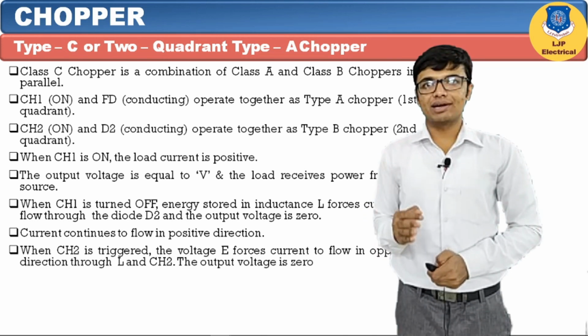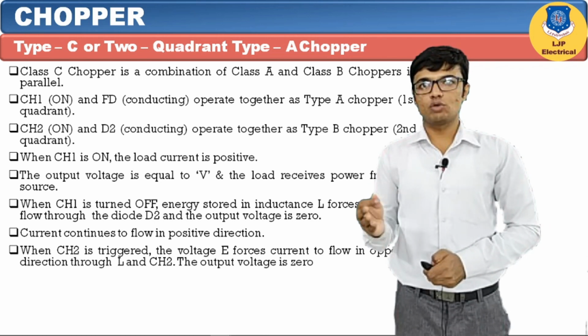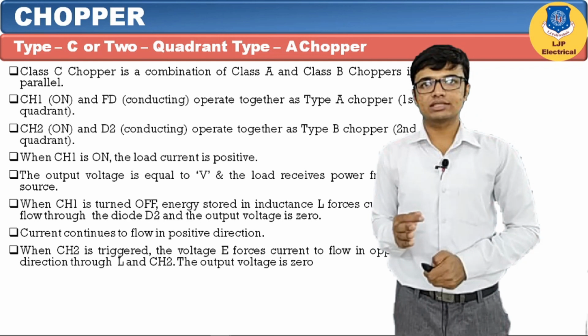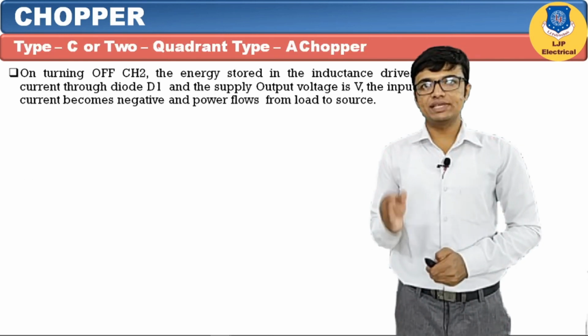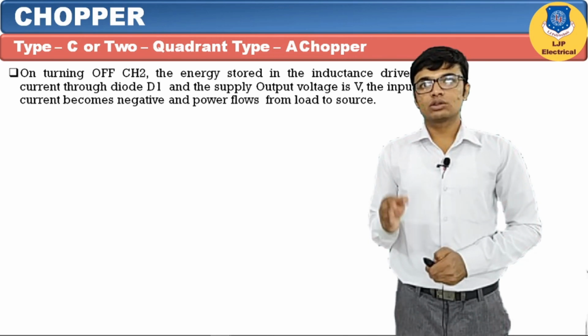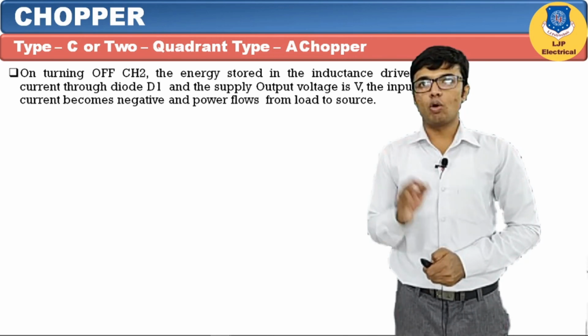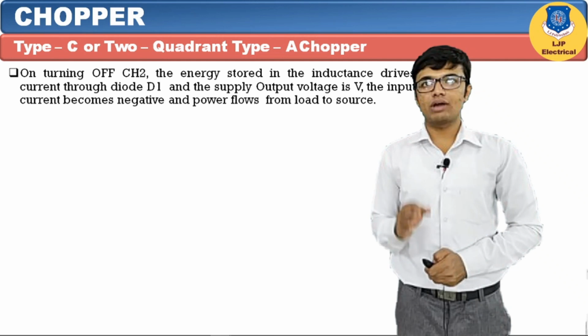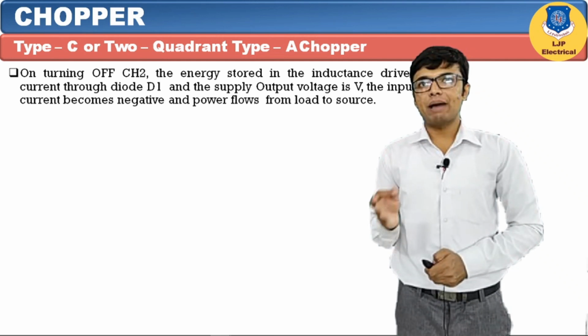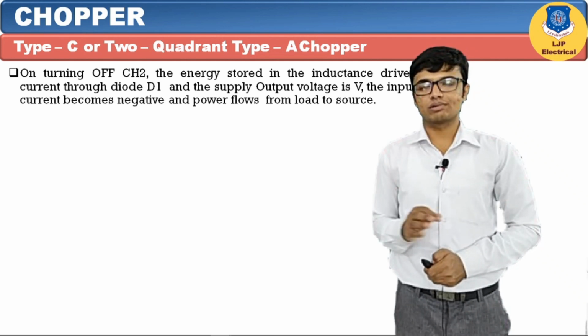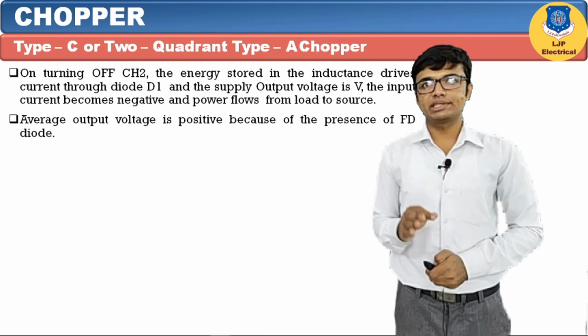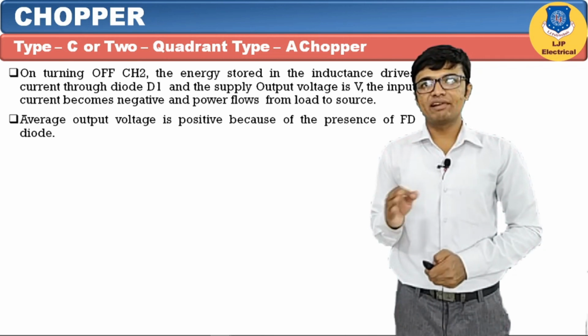If the switch 2 is triggered, the voltage E forces current in the opposite direction through the inductor and switch 2 will operate. Hence the output voltage will be 0. If we turn off the switch 2, the energy stored in the inductor drives current through the diode D1 and the supply, the output voltage is Vs, the input current becomes negative and the power will flow from the load to the source. Average output voltage is positive because of the presence of the freewheeling diode.